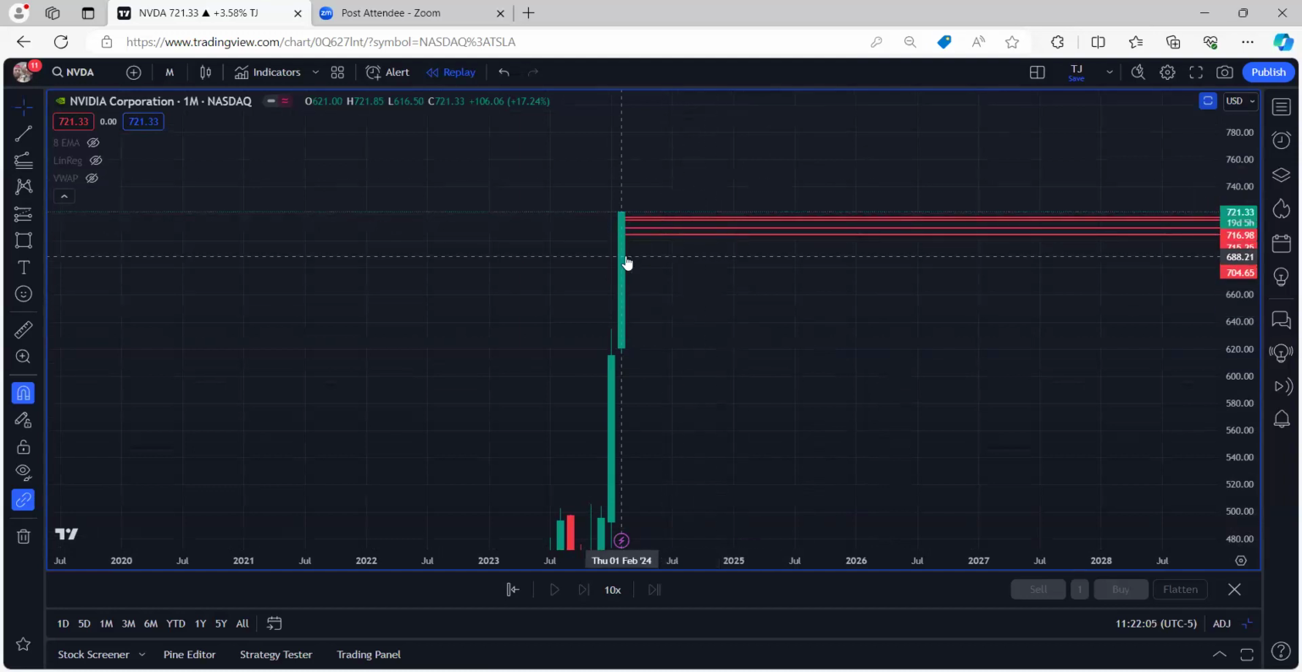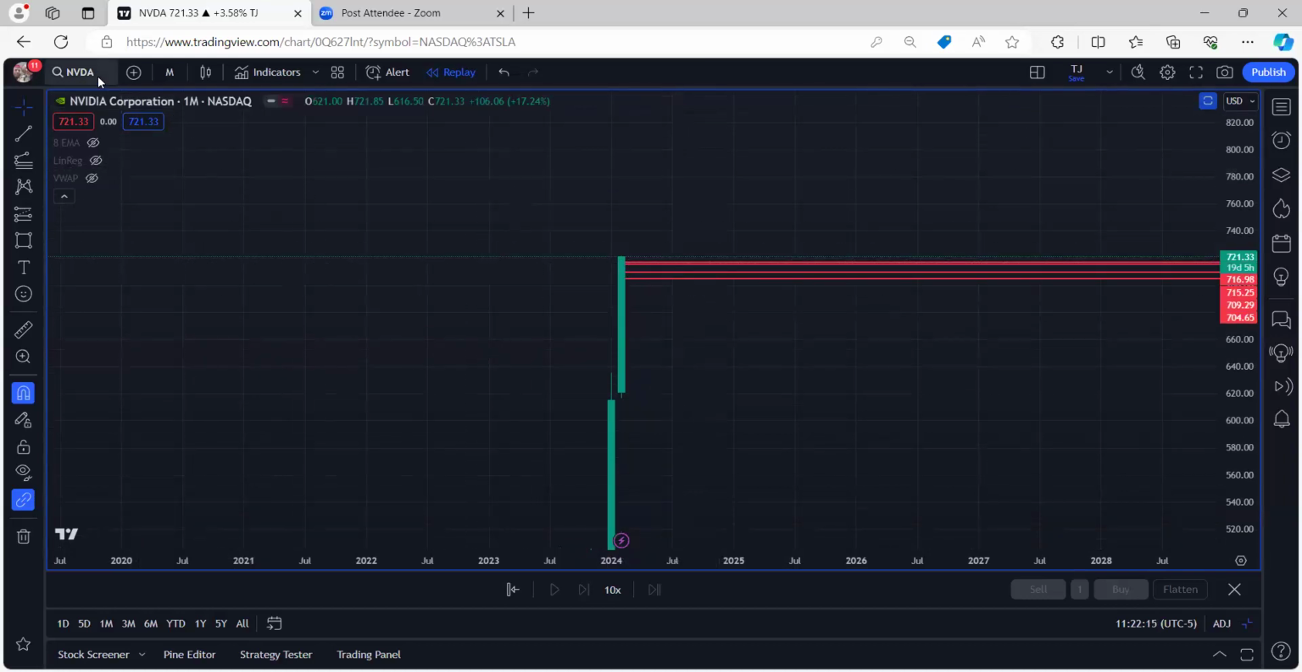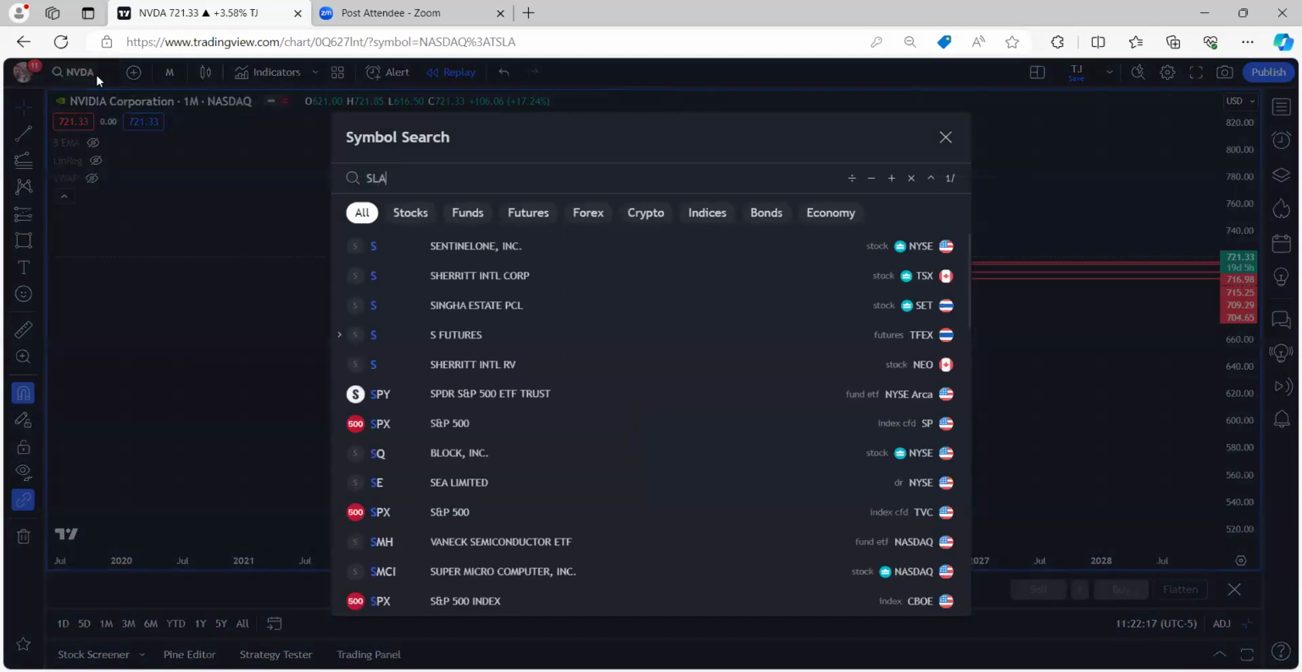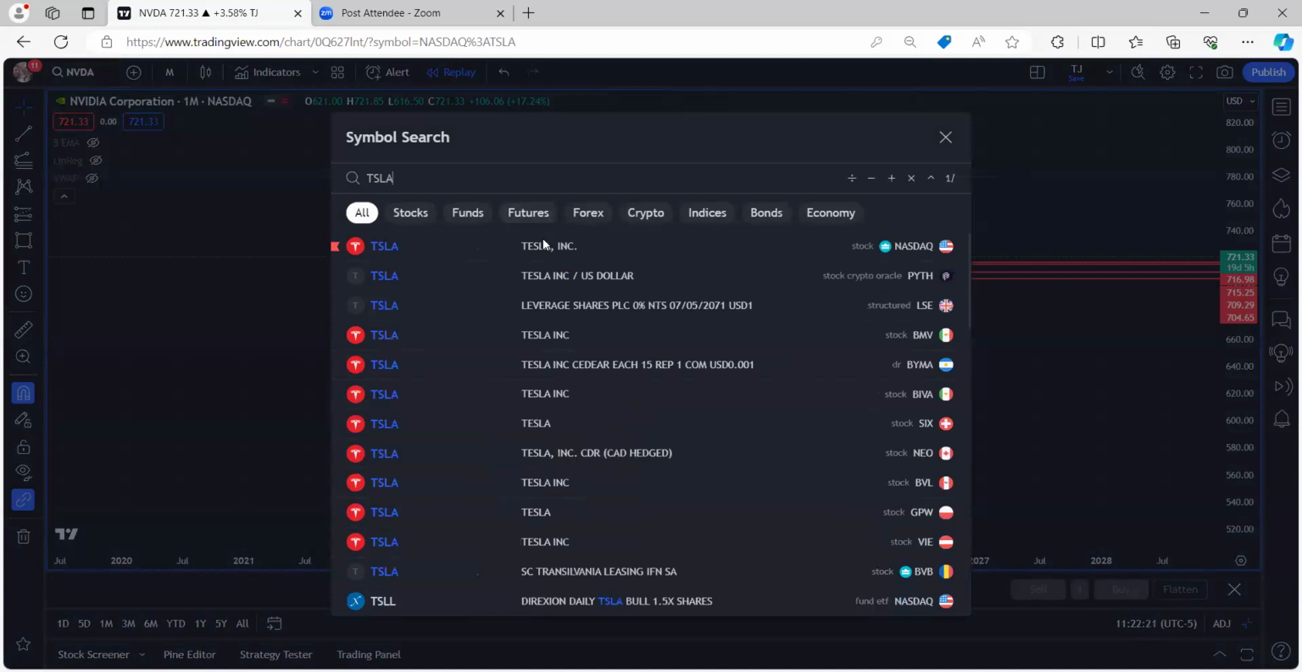I think NVIDIA will probably be over $1,000 by the end of the year. It's only at $700 right now, so it can still go up more. We've seen this happen with Tesla a few years ago. Tesla just kept on going, right? It just kept on going.